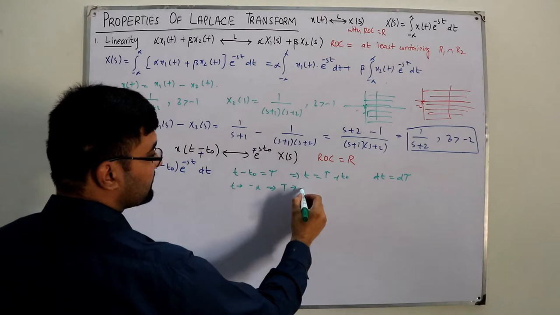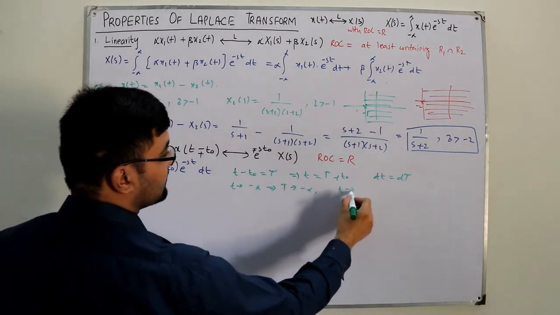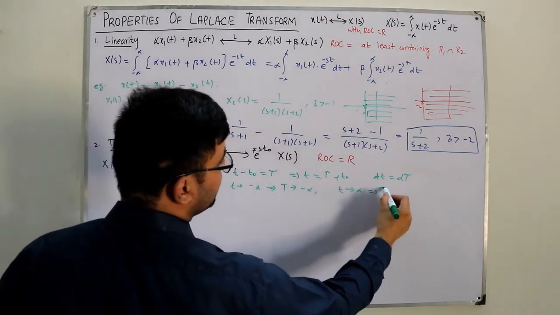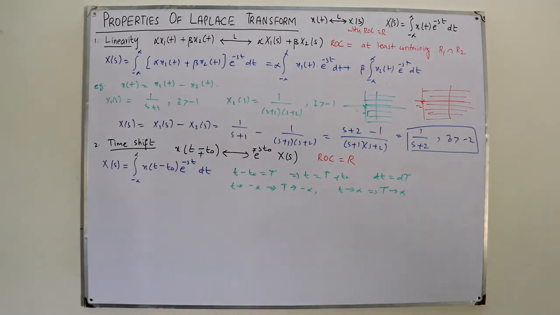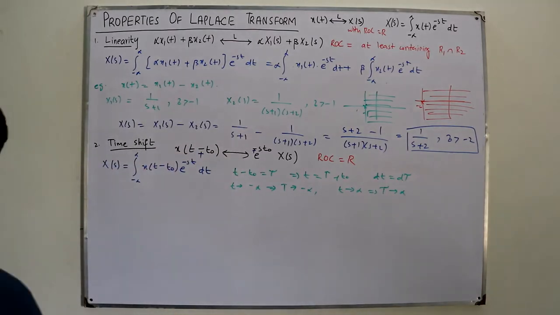Yes, because you add something, you subtract something, that doesn't matter. t approaches infinity implies what? Tau approaches infinity. So, which means what do we have? Let me open the marker, so then it would be a little easy. So what do we have?